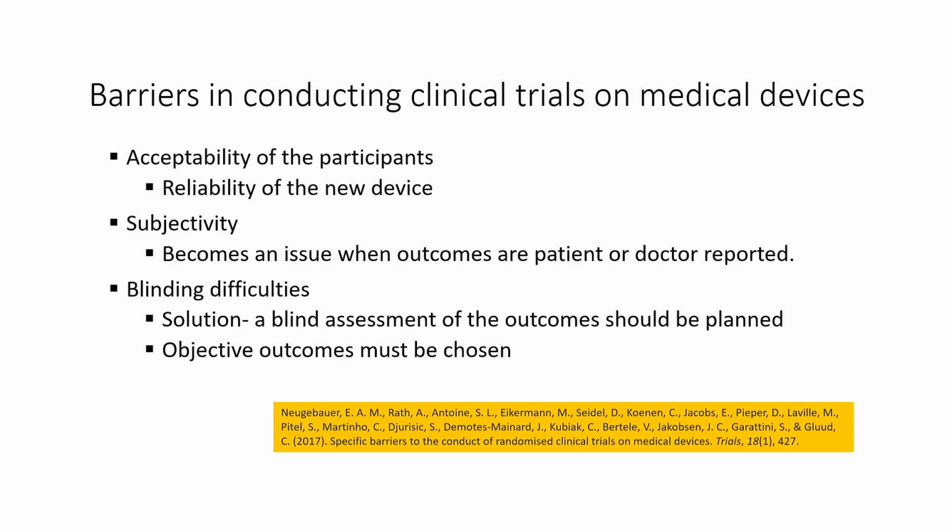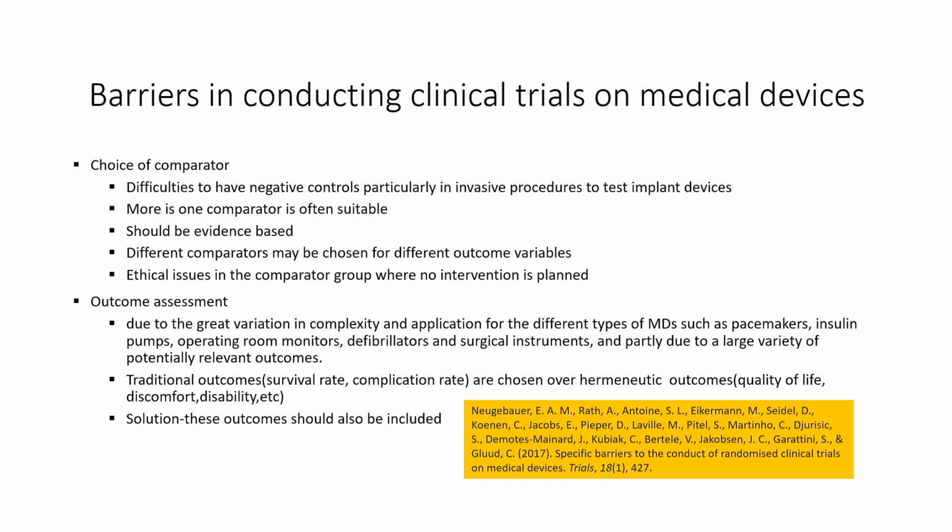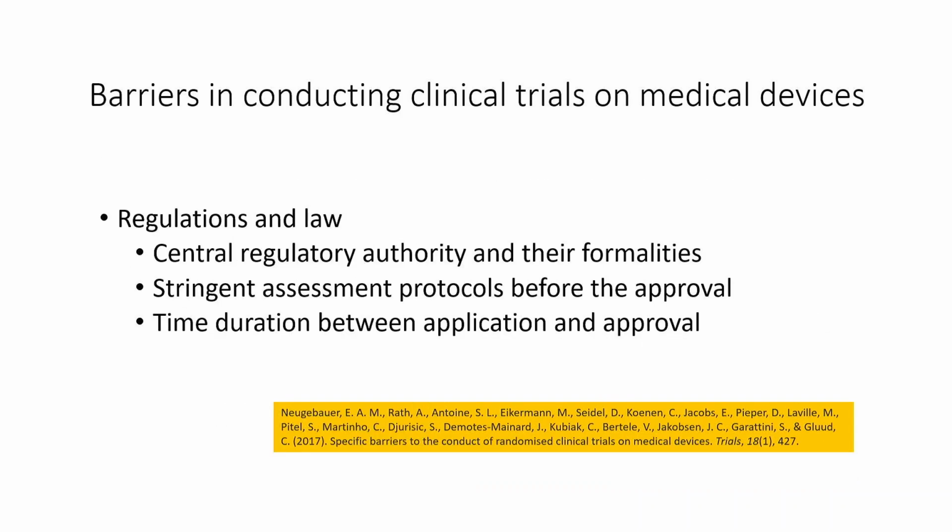Like in burn victims, blinding may not be an issue because you are aware that the burn areas are different. You could run a study on overall performance of the skin graft versus area-specific differences in how the skin graft has performed over time, right? So these kind of things can be looked at. Choice of comparator, outcome assessments, these are several other norms and terminologies which can be looked at, right? I'm going to just skip over this, and there are several regulations and laws.